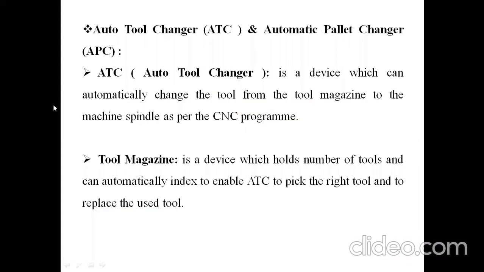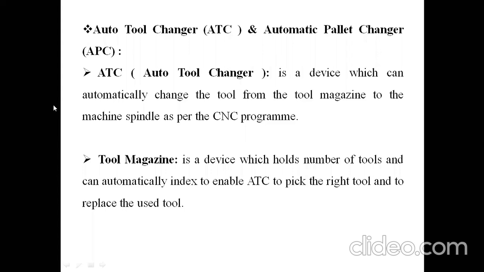Last part of your CNC and DNC programming is ATC and APC. ATC, automatic tool changer, and APC, automatic pallet changer. Now we will discuss in detail what is automatic tool changer and automatic pallet changer. It is a device which is used in CNC machine.